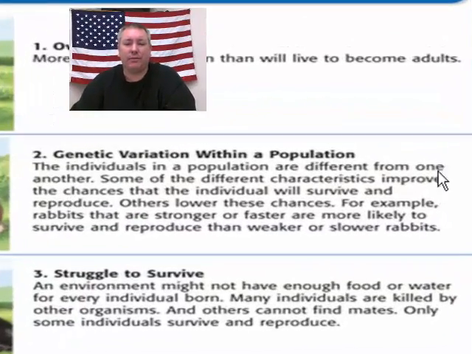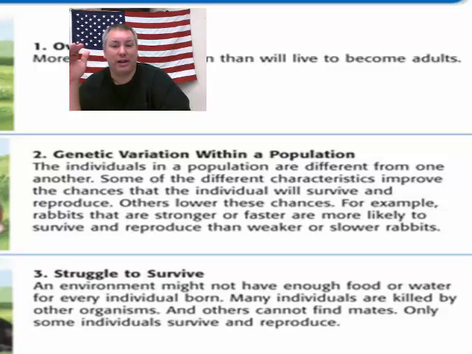Genetic variation within populations is the second step. It says that individuals in a population are different from one another. Some of the different characteristics improve the chances that individuals survive and reproduce. Others lower these chances. For example, rabbits that are stronger or faster are more likely to survive and reproduce than weaker and slower rabbits. Kind of makes sense. If you have a weaker, slower rabbit, guess what? Those birds or those predators will attack those weak and slower rabbits and eat them. So they don't get to survive and reproduce. So in the second step, genetic variation within the population, those organisms that are better suited to that environment are going to survive. The faster ones and the stronger ones are going to survive.